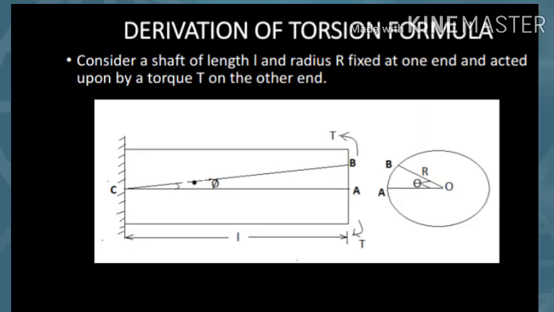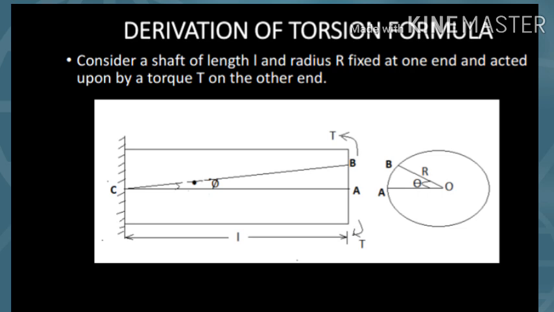Now we will derive the torsion formula. As all of you know, the torsion formula is given by T by J equal to tau by R equal to G theta by L. So we have assumed a shaft of length small l. One end of the shaft is fixed and at the other end of the shaft torque is being applied. Now due to the application of this torque, shear strain is developed in all the sections of the shaft.